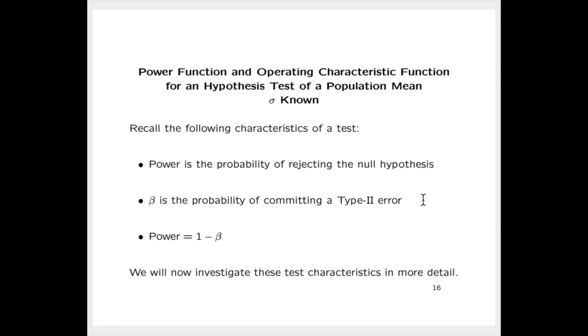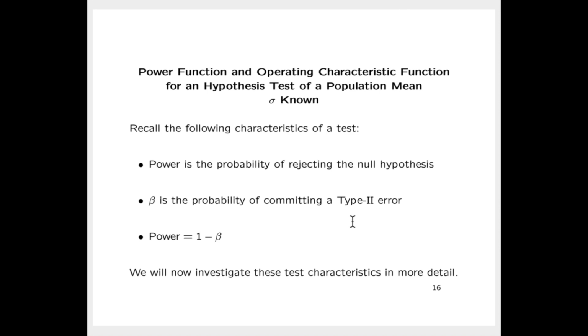Now remember that a type 2 error is failing to reject a false null hypothesis. In other words, if the null hypothesis is false, but we fail to detect that, we accept the null hypothesis as true, then that's a type 2 error. And beta, remember, is our notation for the probability of committing a type 2 error.